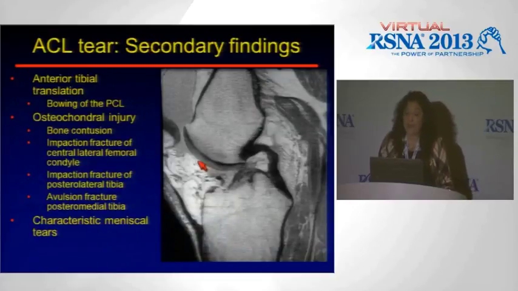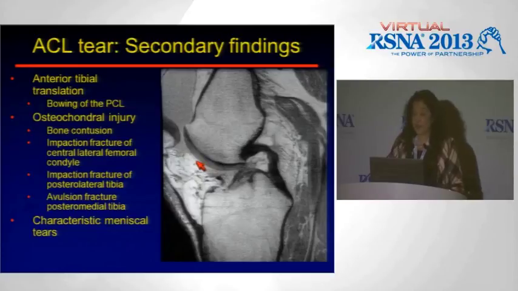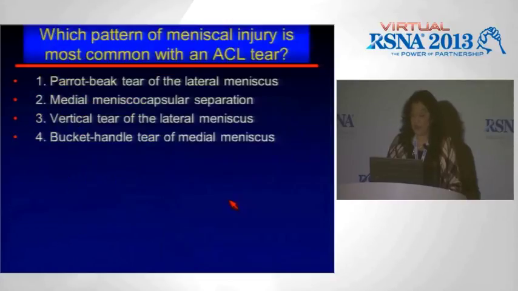Now, secondary findings can be very helpful for us with anterior cruciate ligament tears. There are many of them, and they're listed on this slide, and they include changes in the course of the PCL, some meniscal pathology that we're going to look at in a minute, and a variety of osteochondral abnormalities that we can see. So this is bowing of the PCL, and it's really related to anterior tibial translation. I don't find it a very, very useful sign.